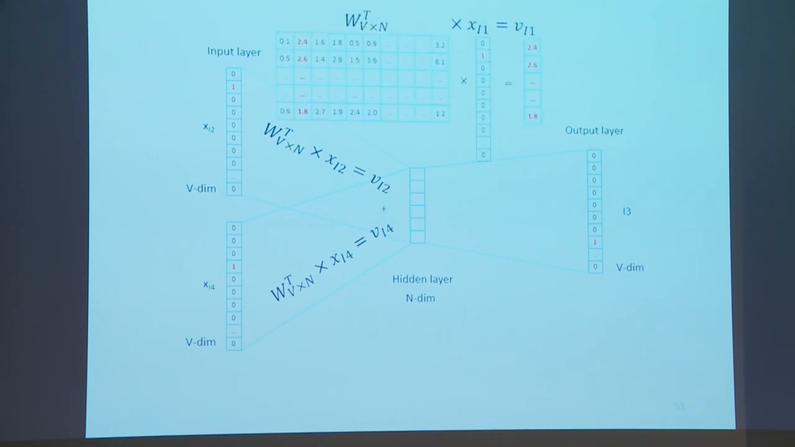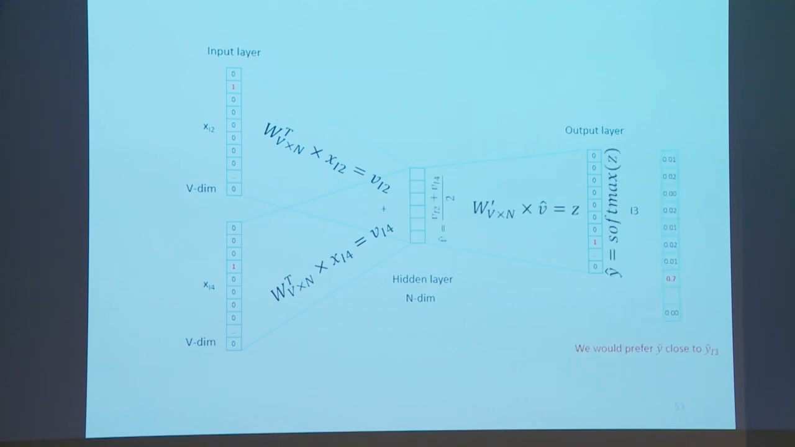Based on that, we can represent each one of the items as embedded vectors. We can aggregate these vectors and then try to convert them using the second matrix to predict what is the missing item between these items.